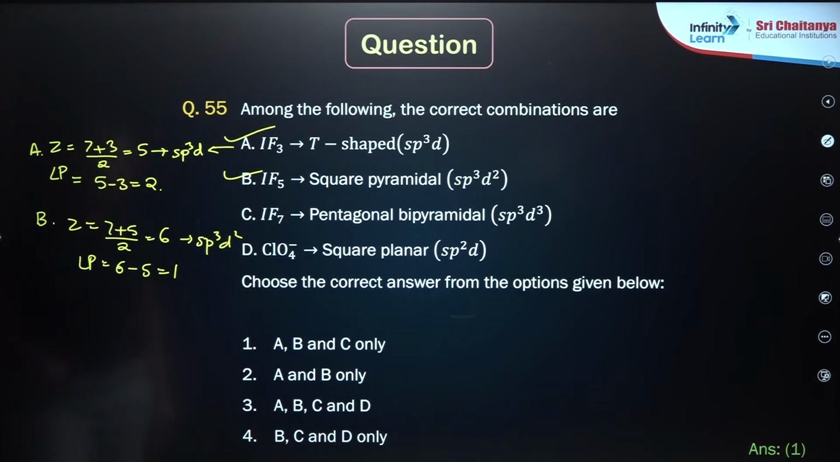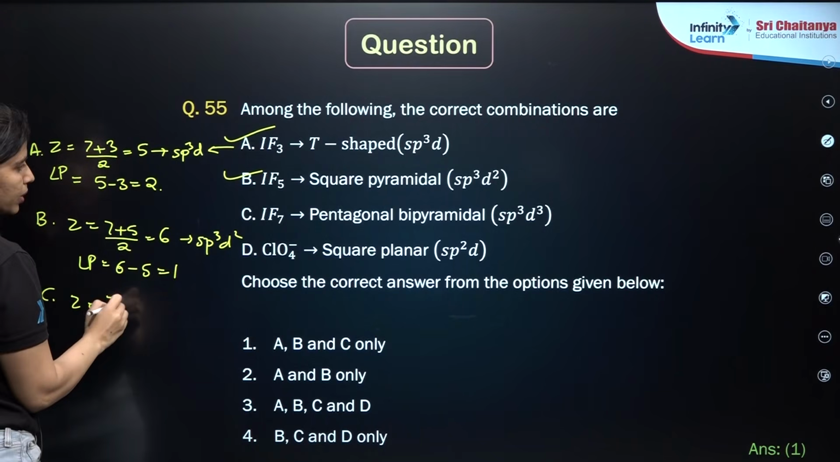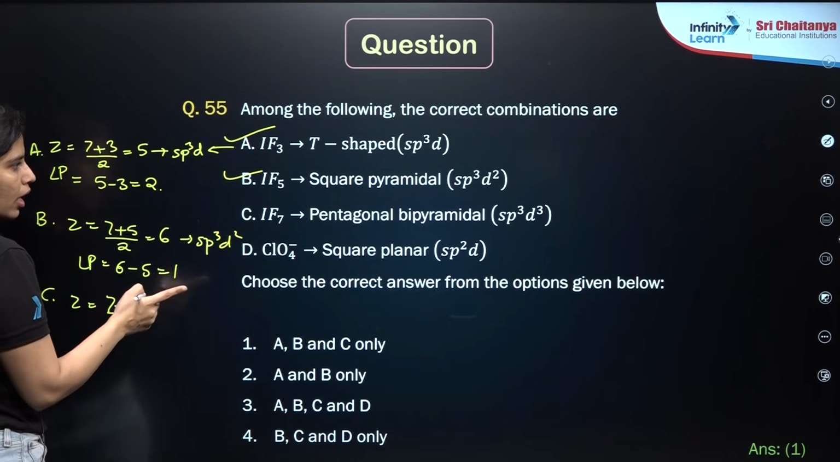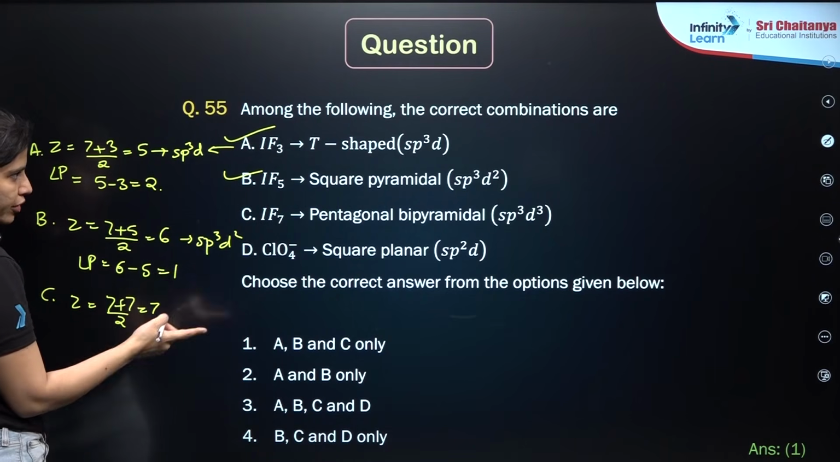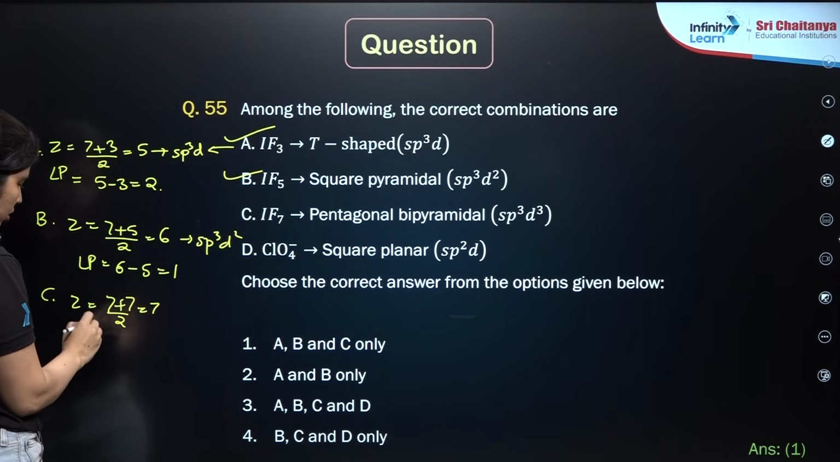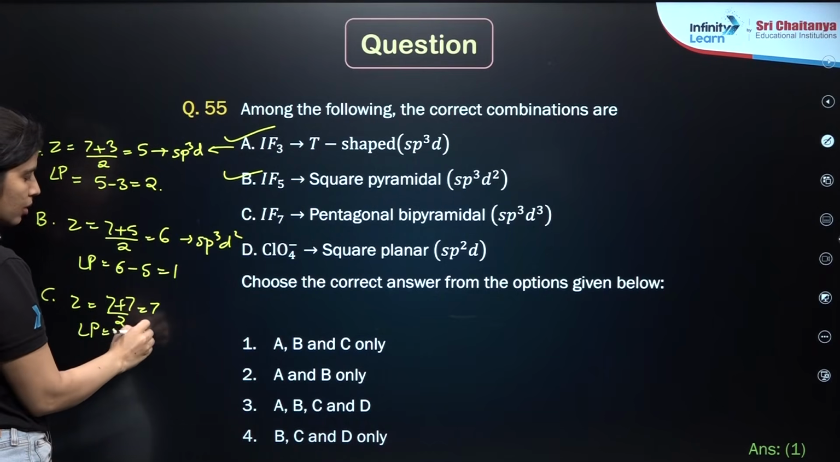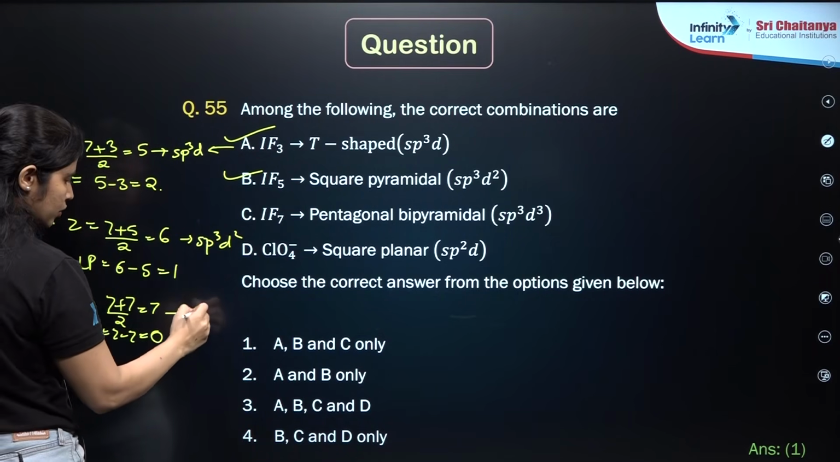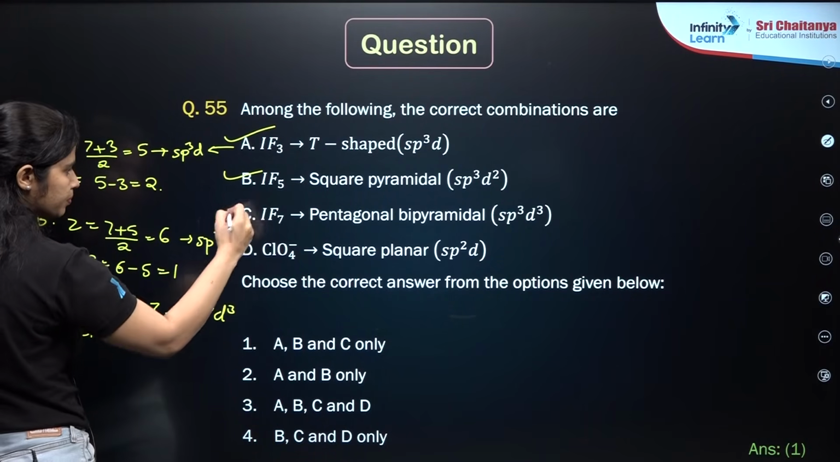Let's look at the next one, which is IF7. IF7 is going to be 7 plus 7 divided by 2. This is going to be 7. And how many lone pairs do we have? We don't have any lone pair of electrons as such, right? So 7 minus 7. So pentagonal bipyramidal, sp3d3 hybridization, which is also right.